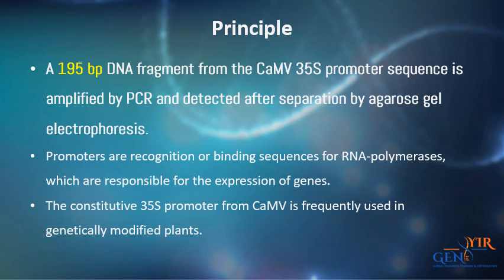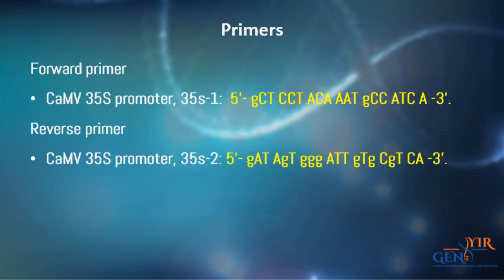Principle: a 195 base pair DNA fragment from the CaMV 35S promoter sequence is amplified by PCR and detected after separation by agarose gel electrophoresis. For identification of the PCR product, a verification step should be performed. Promoters are recognition or binding sequences for RNA polymerases, which are responsible for the expression of genes. The constitutive 35S promoter from CaMV is frequently used in genetically modified plants. Forward primer and reverse primer of CaMV 35S promoter.